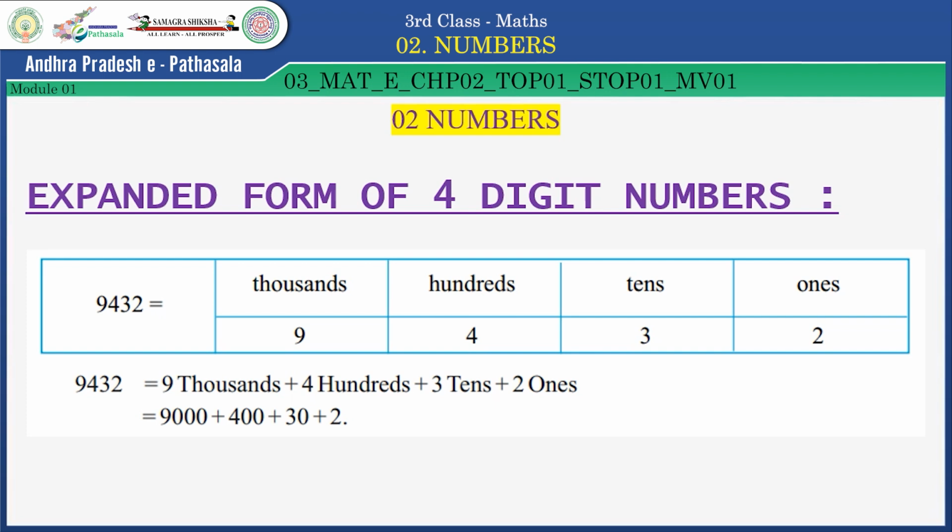Next we have 30. That's for the tens place. So we have 3 tens. Finally we have 2. That's for the ones place, which means we have 2 ones. Now, if we put all these parts together, we get the number 9432. So, the expanded form of 9432 is 9000 plus 400 plus 30 plus 2.